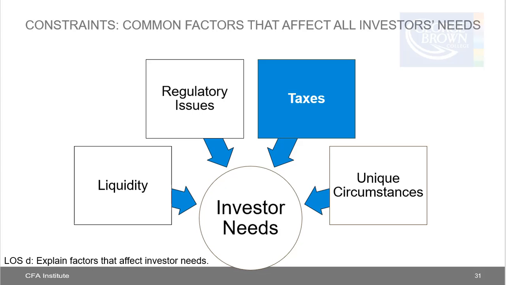Moving on now to taxes. Tax circumstances vary among investors. Some types of investors are taxed on their investment returns and others are not. For example, in many countries, pension funds are exempt from tax on investment returns. Furthermore, the tax treatment of income and capital gains can vary. It is important to consider investors' tax situation and the tax consequences of different investments.